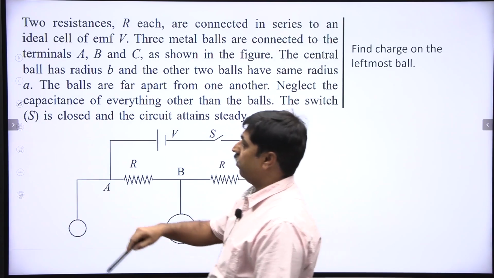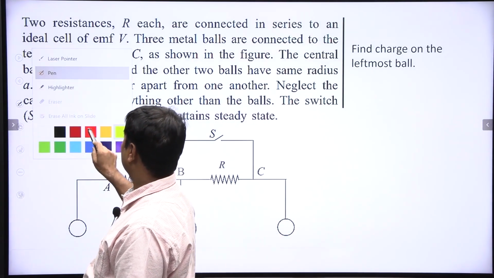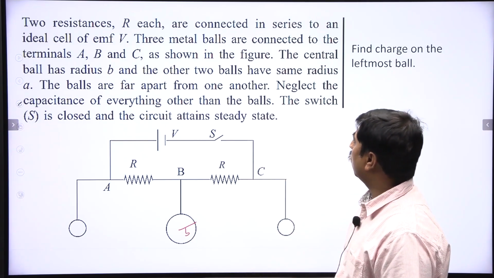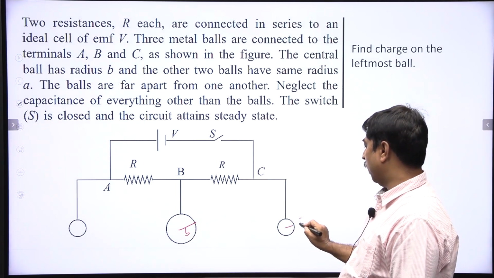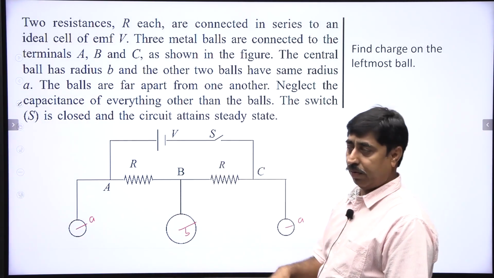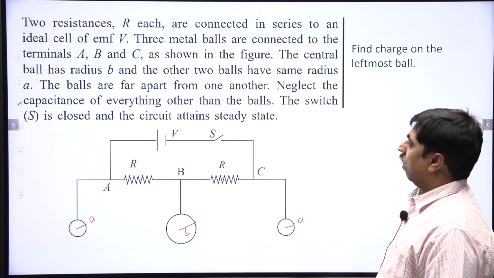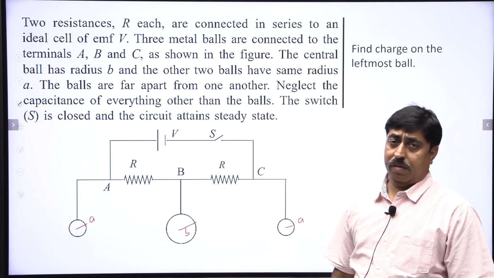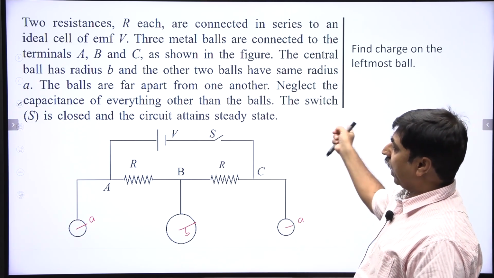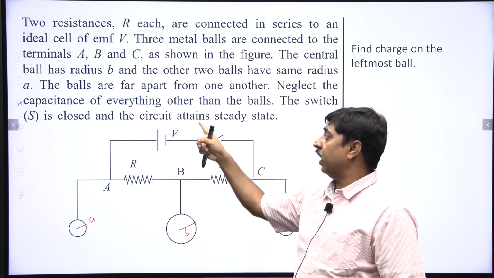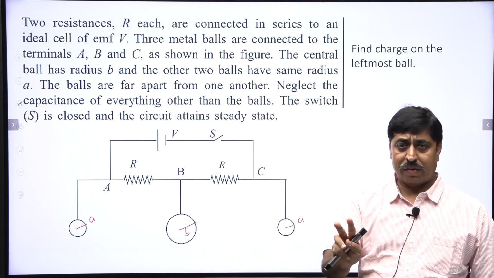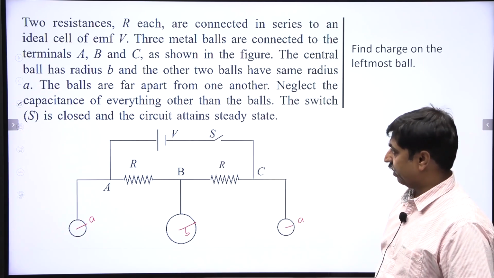The central ball has radius b, and the other two balls have the same radius a. These are metal balls. The balls are far apart from one another. This is important. Neglect the capacitance of everything other than the balls. In this circuit, balls have capacitance, nothing else has any capacitance.